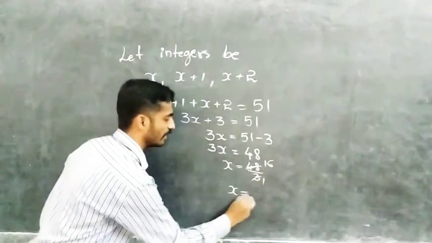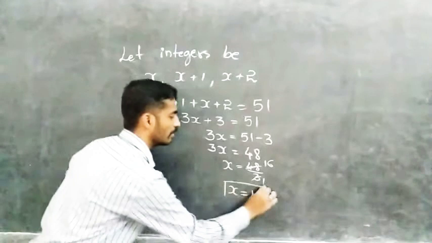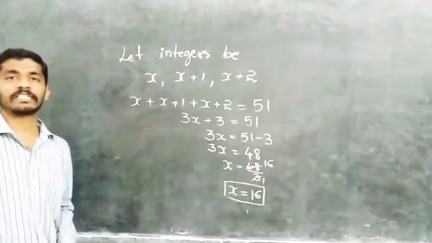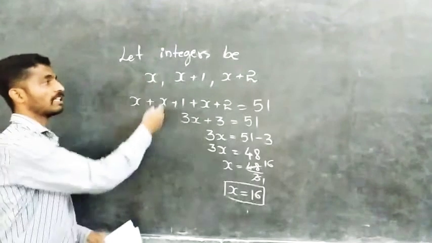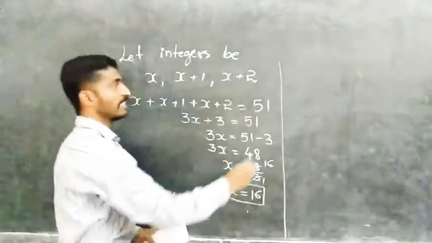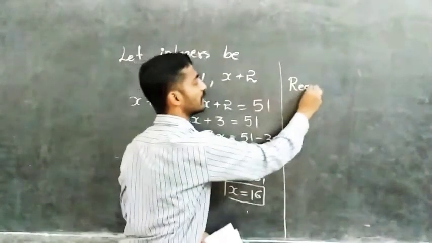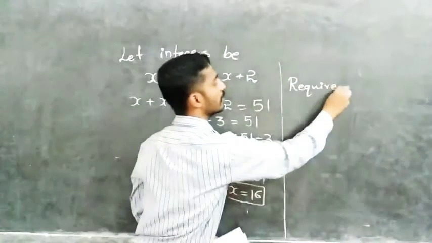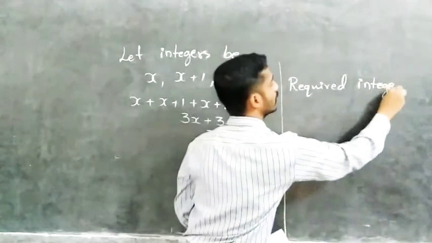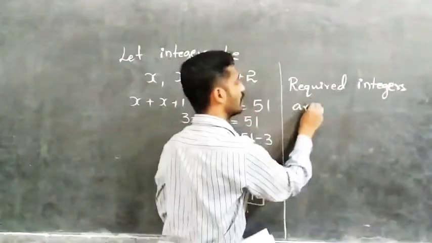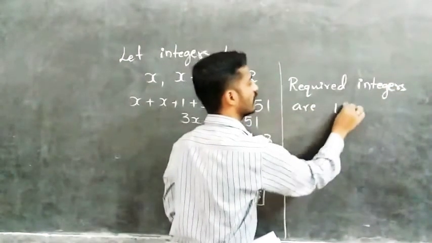So the first integer will be our x equal to 16. So now we got x equal to 16. What about the other 2 integers? How to write this? The required integers: the first one is 16.